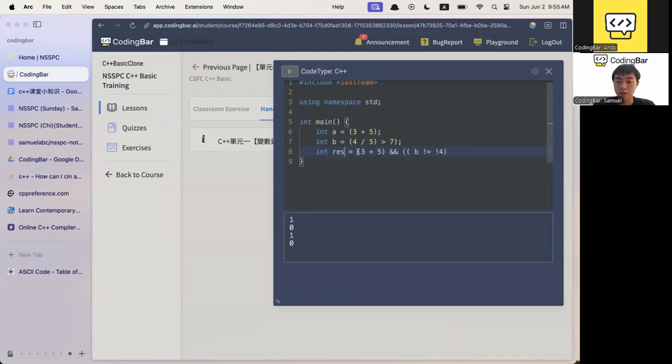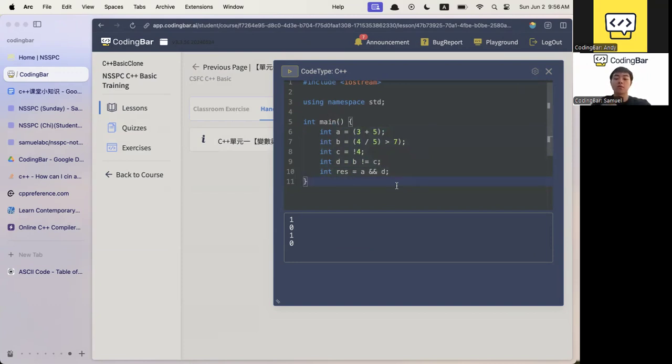And result equals A and B not equal to not 4. And let's say there's a C equal to not 4, not equal to C. And let's say there's a D equal to B not equal to C. So see, it's much clearer now, and you can always split your mathematical expression. You can split it and store it in another variable. That way our code will look clearer and it's easier to understand and to maintain.